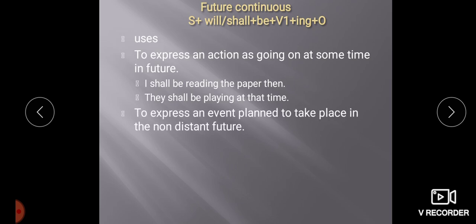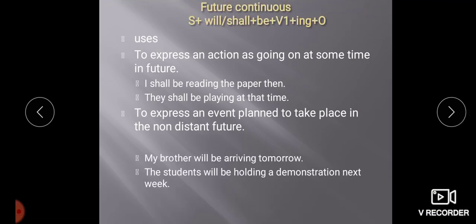To express an event planned to take place in the non-distant future. That means it's very near to happen. Like my brother will be arriving tomorrow. It's very expected and it is not a distant future. My students will be holding a demonstration next week. So it is pre-planned and it is definitely going to happen. So such actions are represented with the help of the future continuous tense.